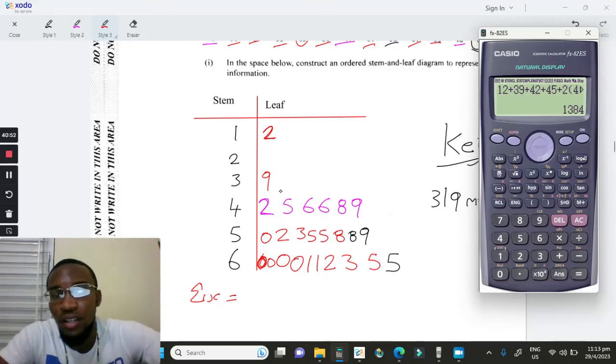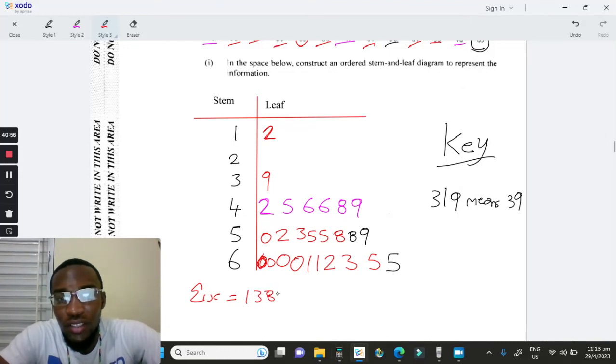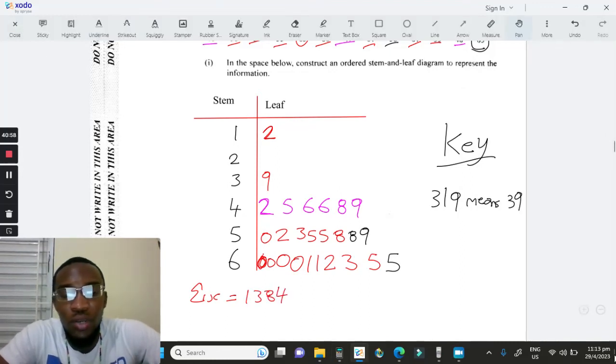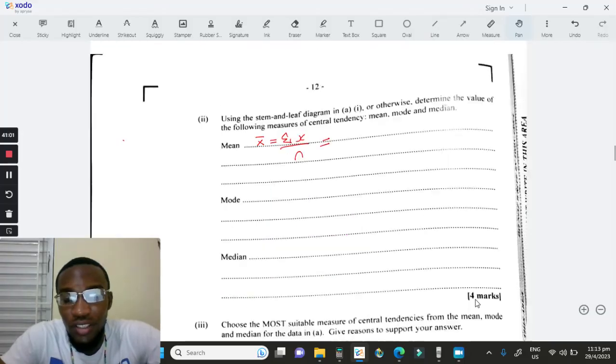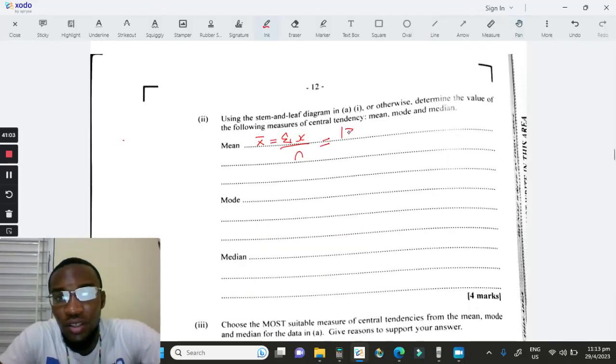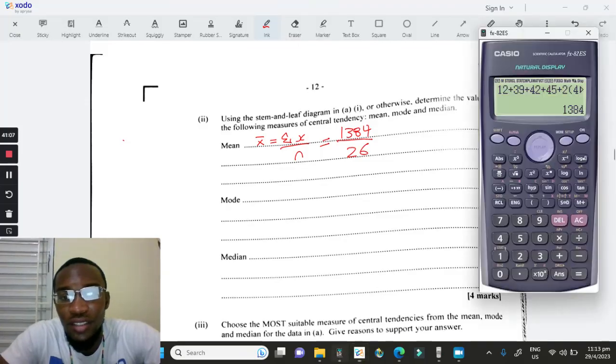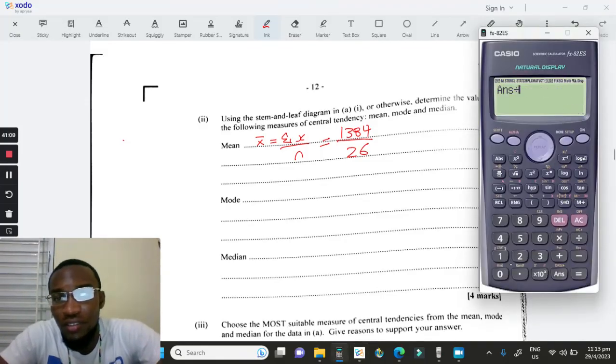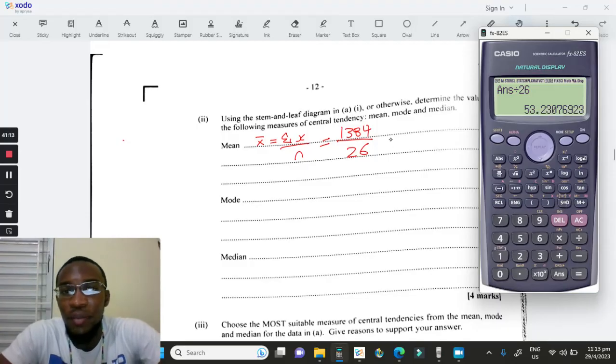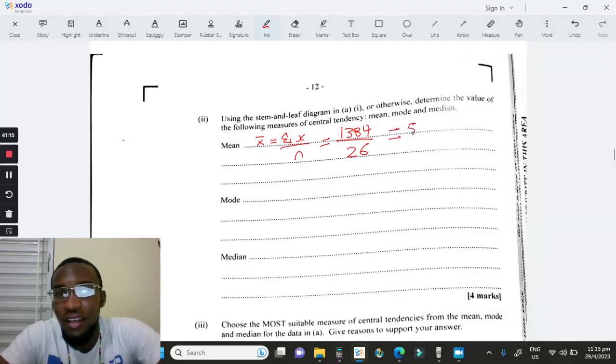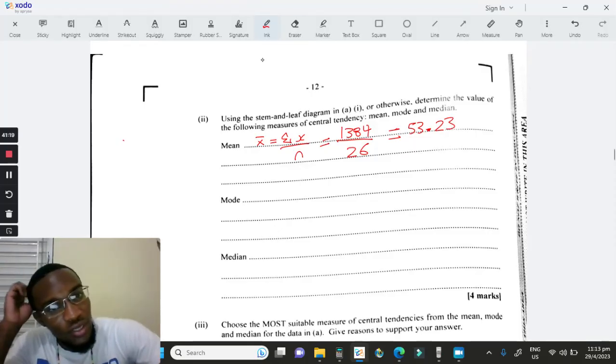The sum is 1,384. Once we get the sum is 1,384, this is 1,384 divided by n, and n is 26. So now we just put in that and we divide it by 26, and that's the mean. The mean is 53.23. Now it says now determine the mode.